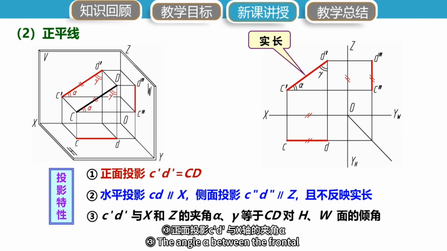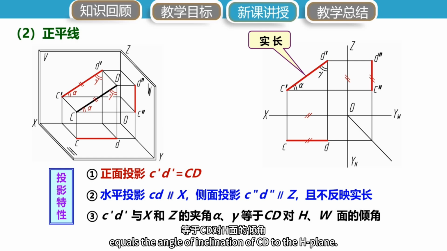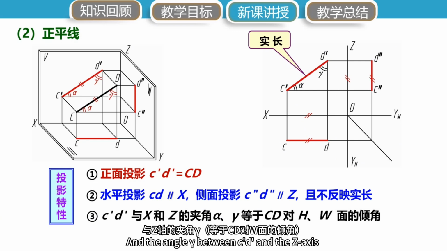Third, the angle alpha between the frontal projection c'd' and the x-axis equals the angle of inclination of CD to the H-plane. And the angle gamma between c'd' and the z-axis, equal to the inclination of CD to the W-plane, are shown in true magnitude.